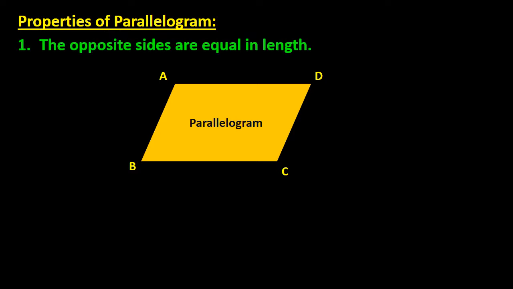Now let us learn about the properties of a parallelogram. The first property is, in a parallelogram, the opposite sides are equal in length. So altogether there are 2 pairs of opposite sides here in the parallelogram, for example, AD and BC. They are the opposite sides and they must be equal. So here I have written AD equals BC. And similarly, the remaining 2 sides AB and CD are also opposite sides and they are also equal in length. So this is the first property of a parallelogram.